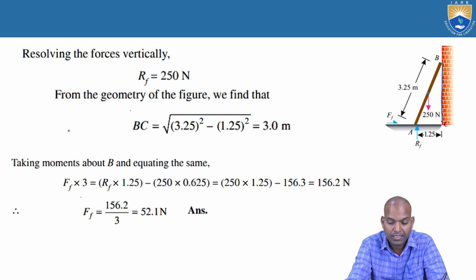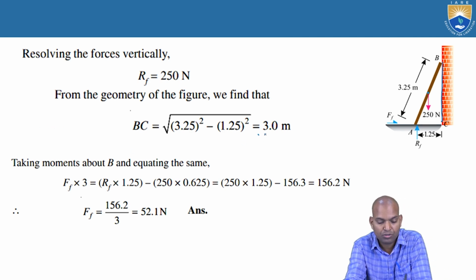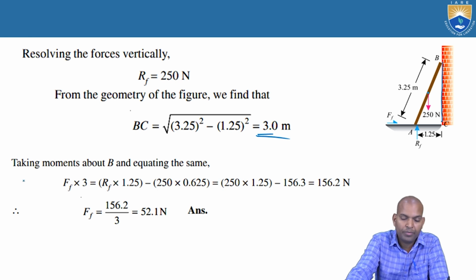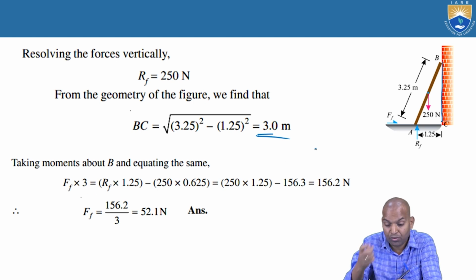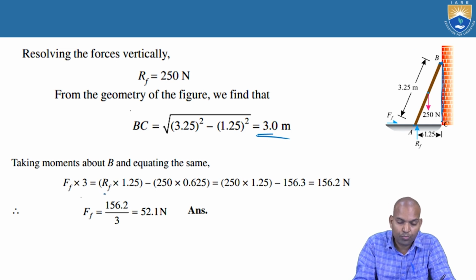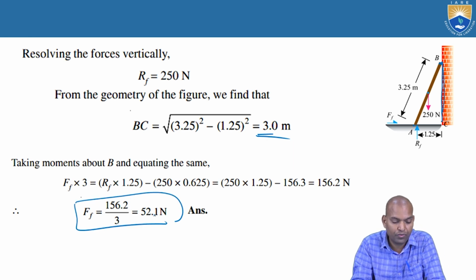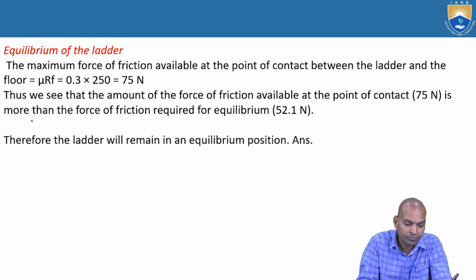From that we are going to find out the opposite side here, that BC equal to 3 meters. Now apply the moment equilibrium. FF into 3 equal to RF. FF into 3 about which point? This FF into 3, this distance, about point B, that equal to RF times 1.25 minus 250 times 0.625, that FF equal to 52.1 newtons.